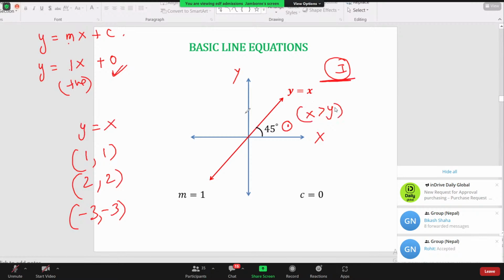Similarly, if you take up a point in the first quadrant above this line, then in that case, x coordinate will be lesser than the y coordinate. So basically the point is, in the first quadrant, on this line, x will be equals to y. Below this line, x will be greater than y. Above this line, x will be lesser than y. Does this point make sense to everyone?